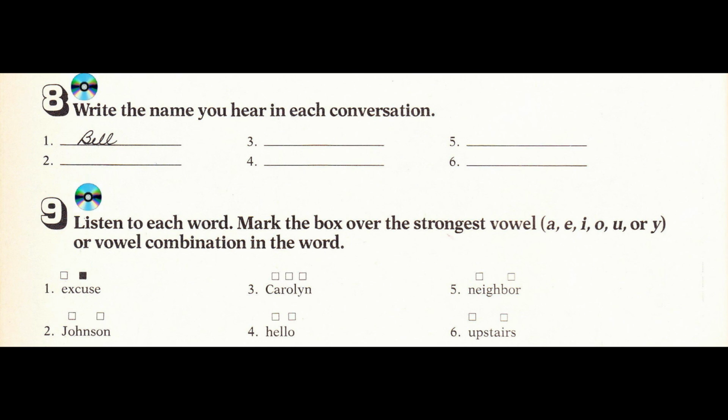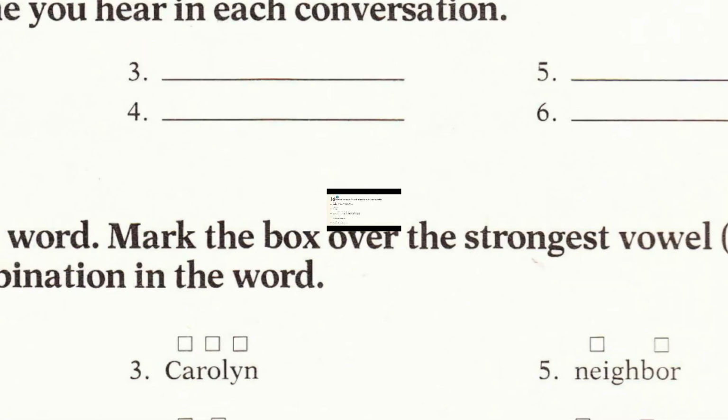Exercise 9. Listen to each word. Mark the box over the strongest vowel, A, E, I, O, U, or Y, or vowel combination in the word. 1. Excuse. 2. Johnson. 3. Carolyn. 4. Hello. 5. Neighbor. 6. Upstairs.